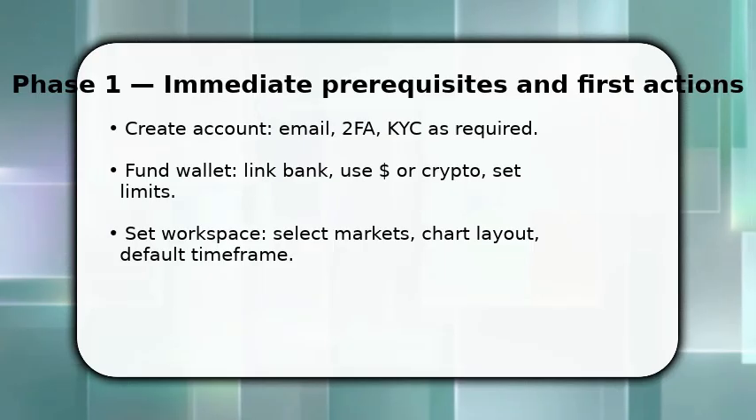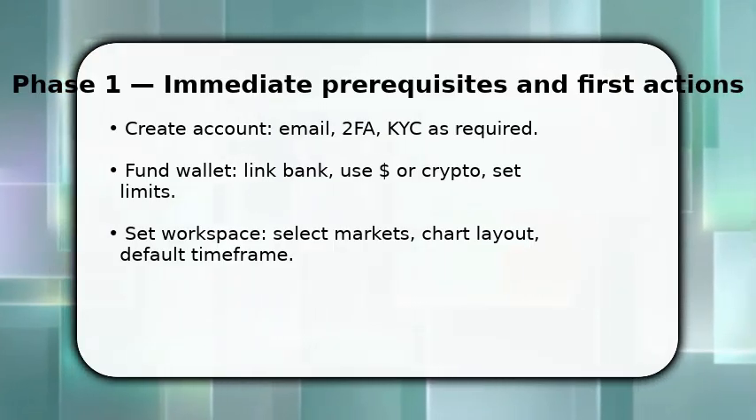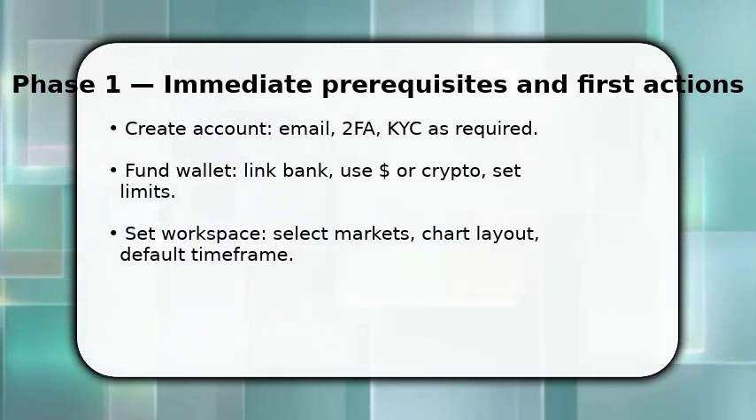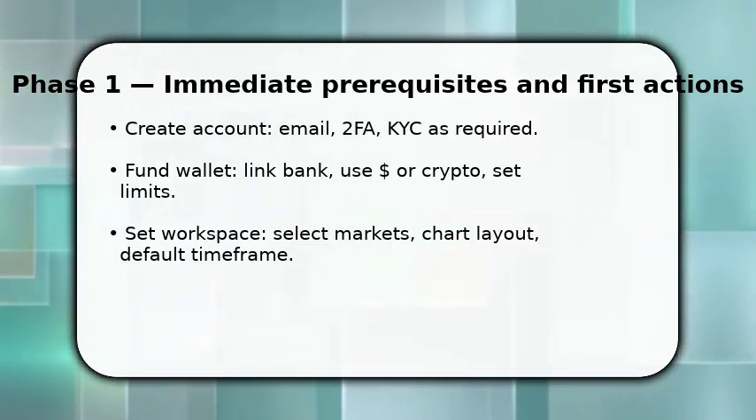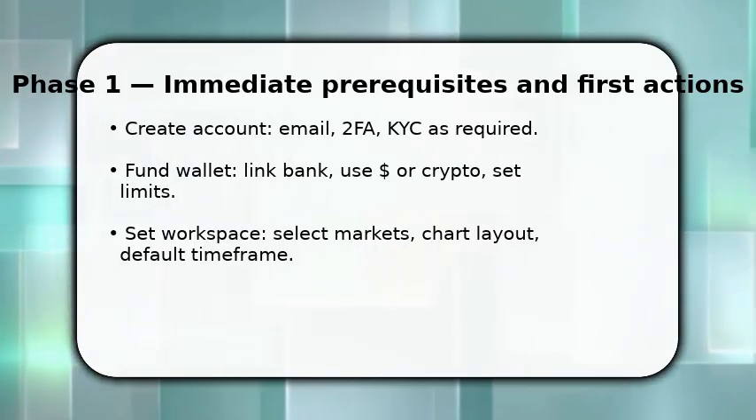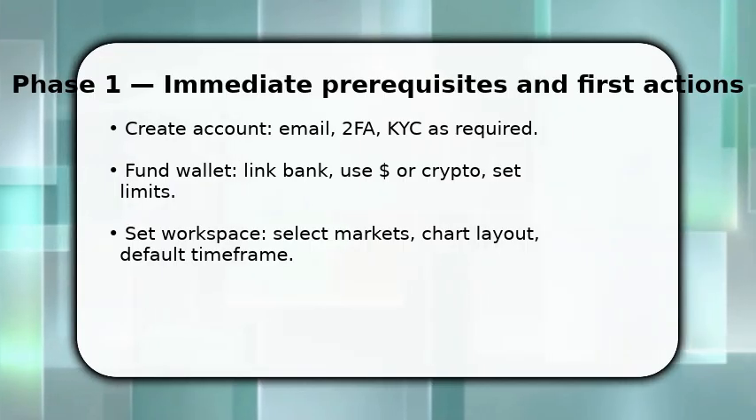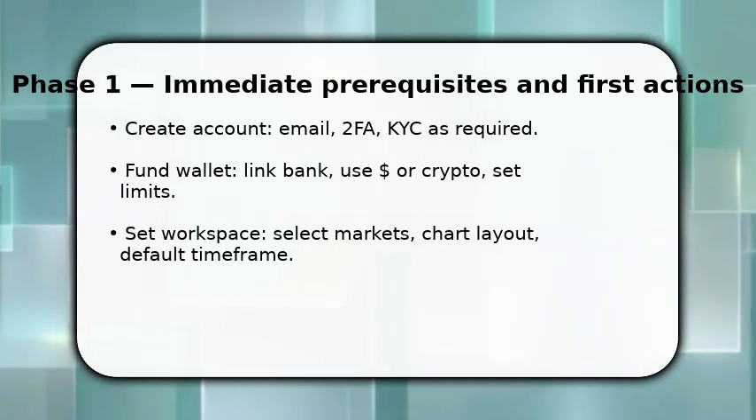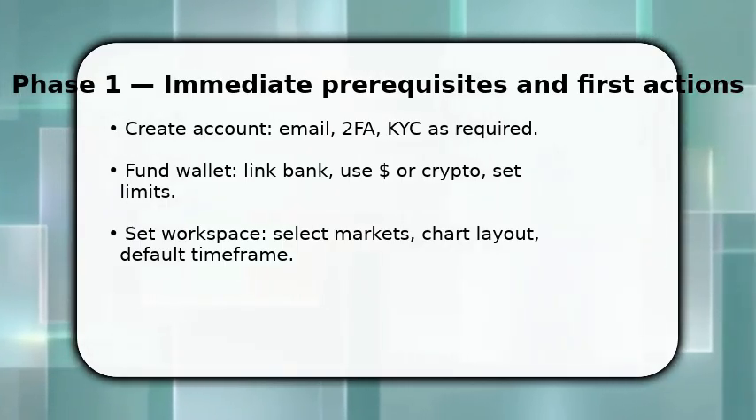You start by confirming prerequisites: account verified, 2FA enabled, and funding in place. Next, open TradeStorm and pick a workspace. Choose chart layouts and default timeframe so you don't waste time later. Once done, connect your bank or crypto wallet and set deposit limits for risk control. Make sure to enable notifications and save a default template.